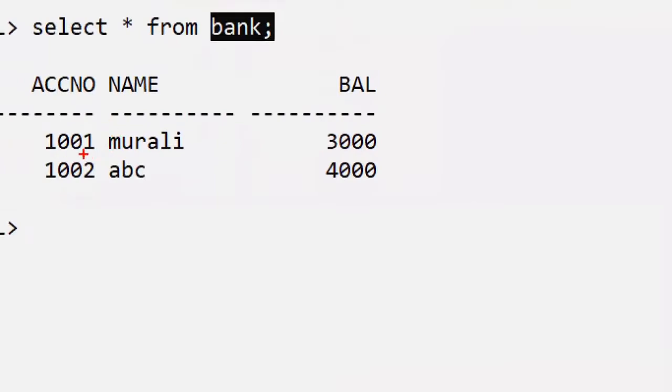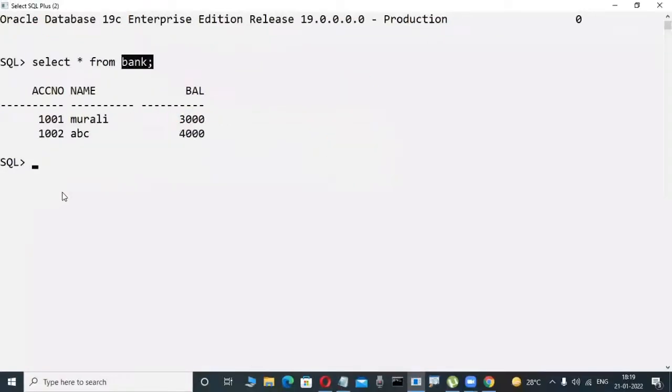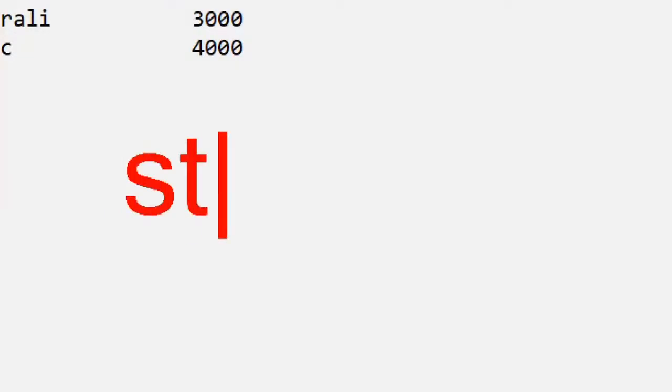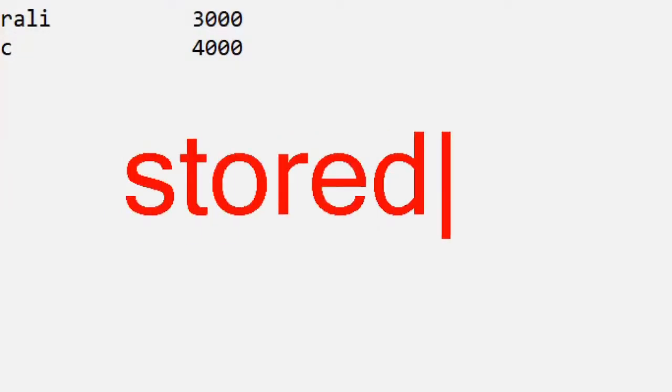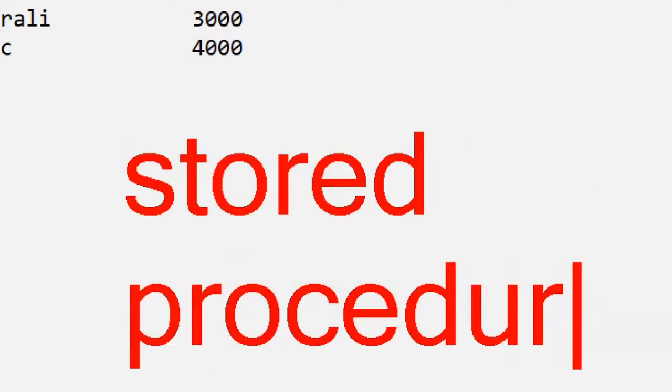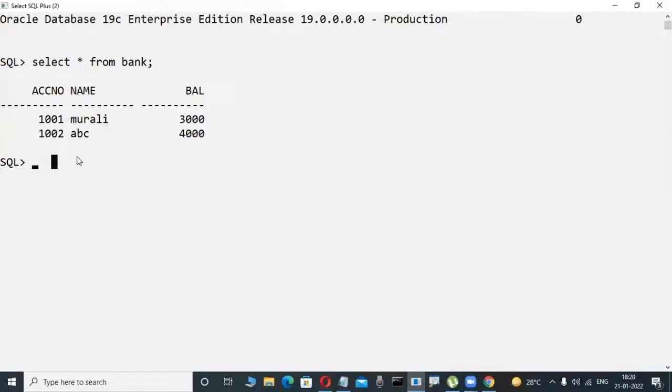In this bank table, I try to withdraw some money. For that purpose I am writing some coding in PLSQL. You don't have an idea about that coding, so logically observe whether it is working correctly or not. Stored procedures are a concept in Java, .NET, Python, and also in MySQL, SQL Server and Oracle. In stored procedures, these types of logical conditions are written. That is in our PLSQL course.